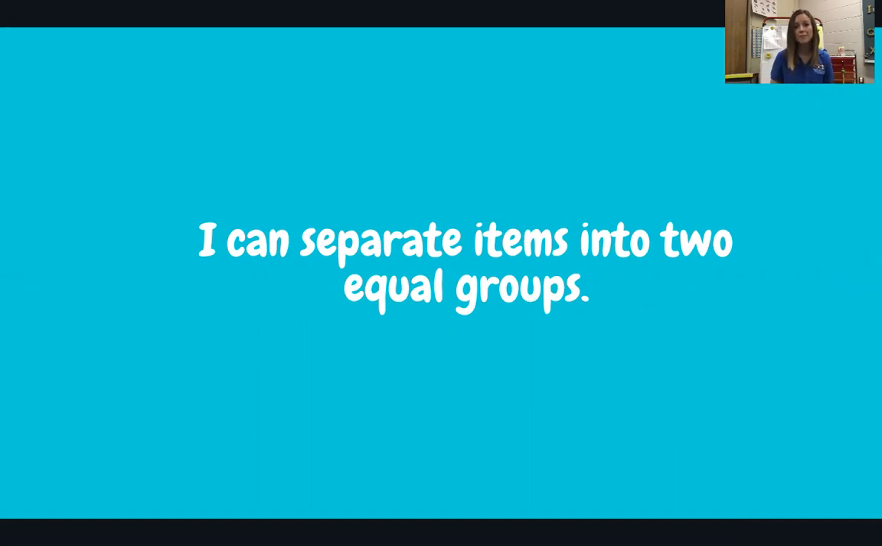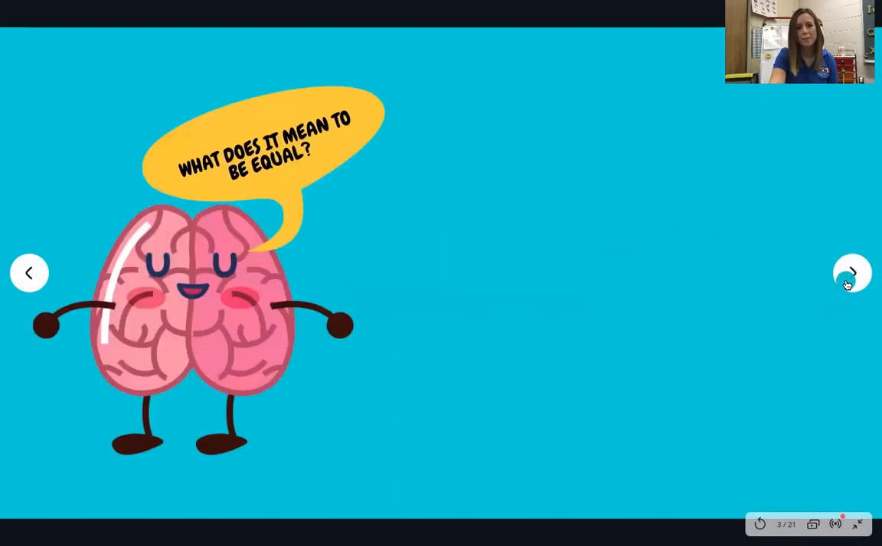Repeat after me. I can separate items into two equal groups. Let's try that all together. I can separate items into two equal groups. Great job. Let's talk a little bit more about what that means.